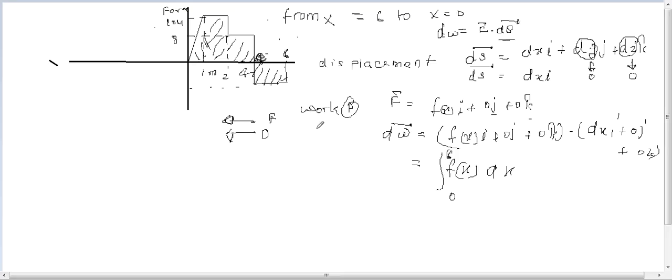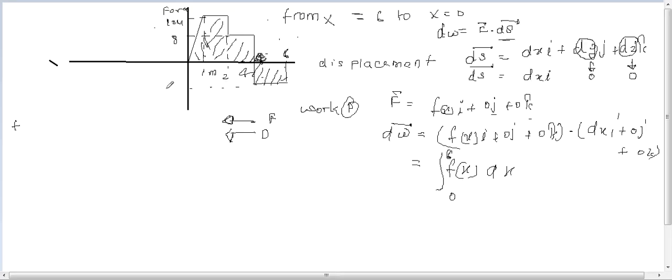Why? Because the angle between them is 0. Okay, because cos 0 is 1, so work will be positive. So this area will be positive, so let me write down this area plus, what is this area, this length.